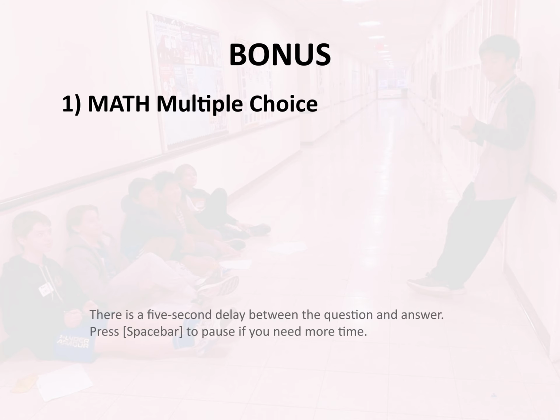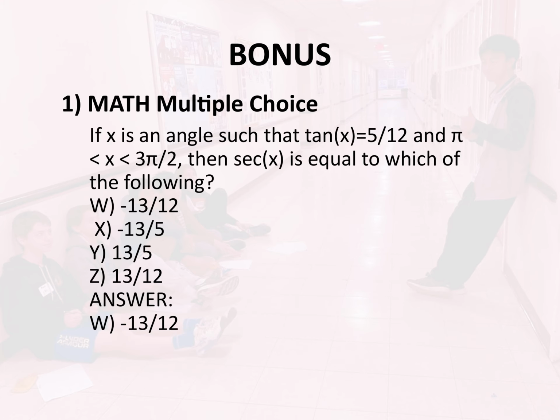Bonus 1. Math. Multiple choice. If x is an angle such that tangent of x equals 5 over 12 and pi is less than x is less than 3 pi over 2, then secant of x is equal to which of the following? W, negative 13 over 12. X, negative 13 over 5. Y, 13 over 5. Z, 13 over 12. Answer. W, negative 13 over 12.